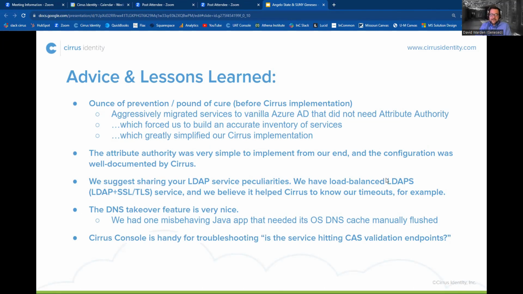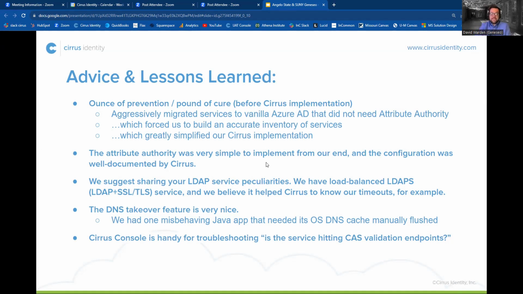I think Jack and I are both very pleased with the documentation and the process for implementing this. We both are pretty comfortable in the Azure AD management interface, and so the work that we had to do there was very familiar and straightforward to get this set up. We do want to call out, so Jack mentioned that our LDAP service that we had Cirrus connect to is load balanced by an F5 BIG-IP hardware device.